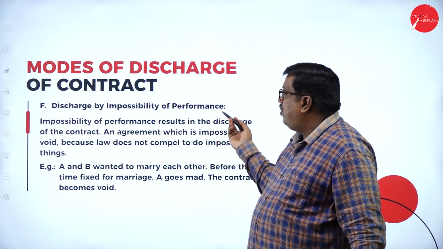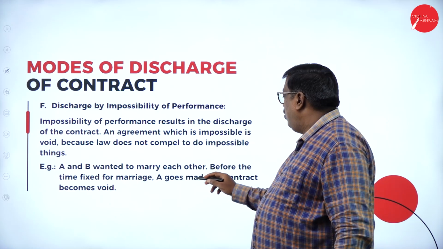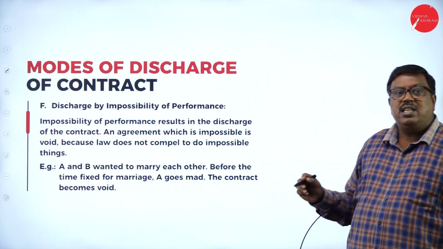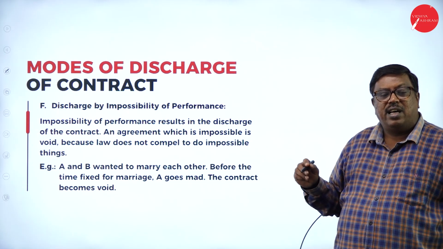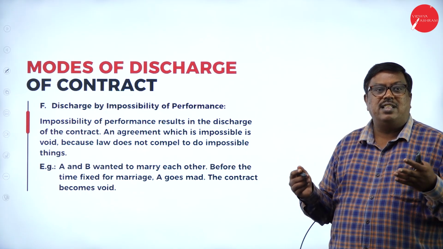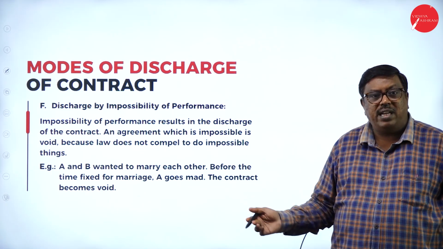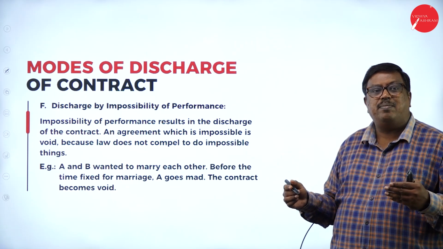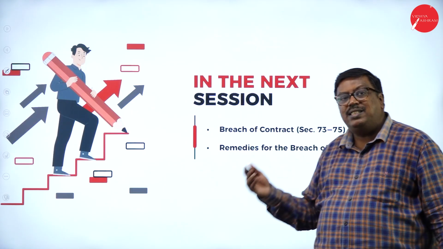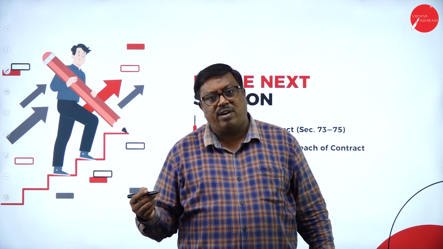Discharge by impossibility of performance. A and B wanted to marry each other. Before the time fixed for marriage, A goes mad, the contract becomes void. See, A and B agreed to get married within 12 months, but unfortunately, A has become mad due to pressurized work and the working environment conditions or any other reasons. Based on that, he became mad. Now, the agreement between A and B is void because it is an impossible event. In the upcoming session, we are going to discuss breach of contract and remedies for breach of contract.